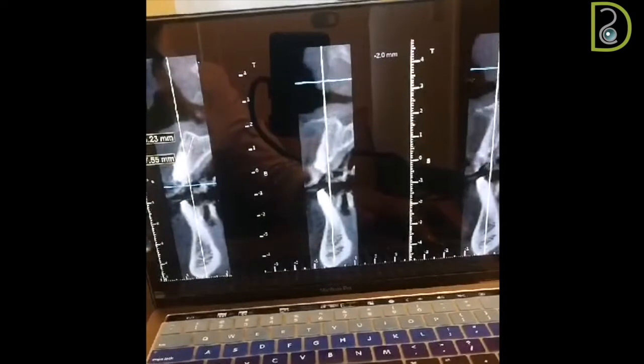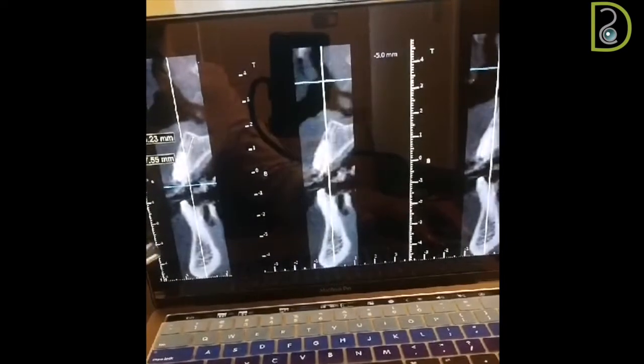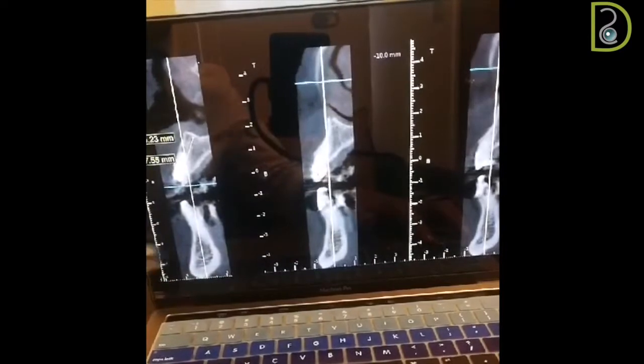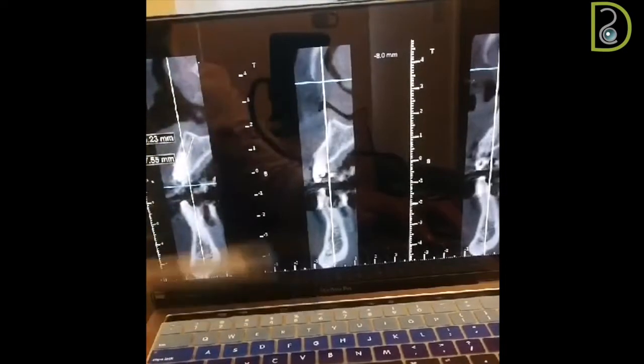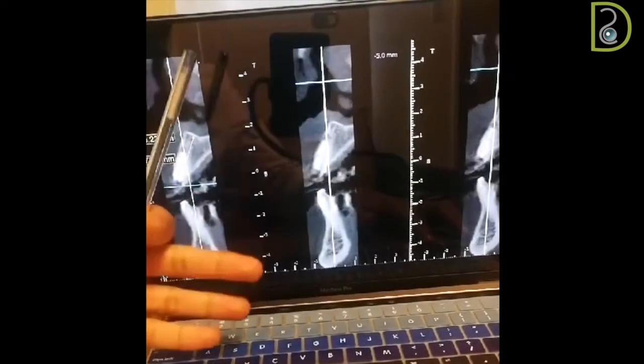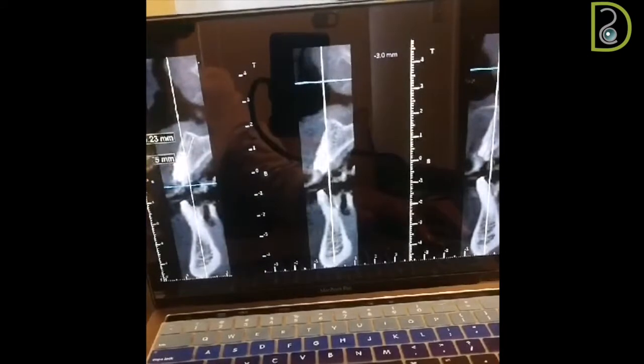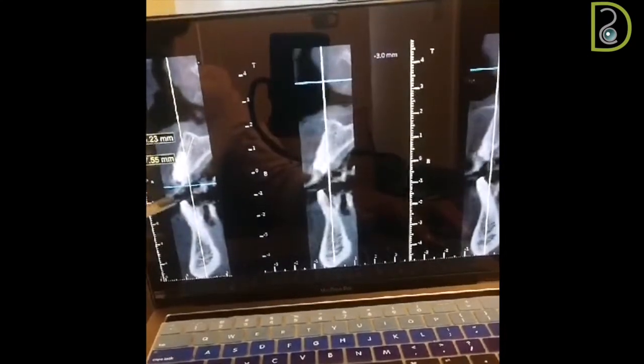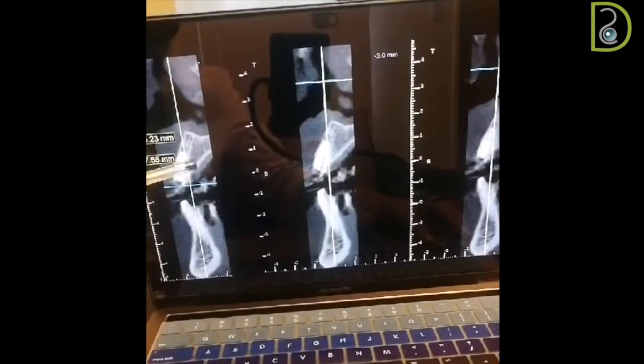As a protocol for immediate implant placement, a CBCT needs to be taken before placing any dental implant. Why? To have a better idea about the case and also to optimize your treatment outcome. In this case, as you can see here on the left picture, we have sufficient bone thickness to place the implant more palatally.